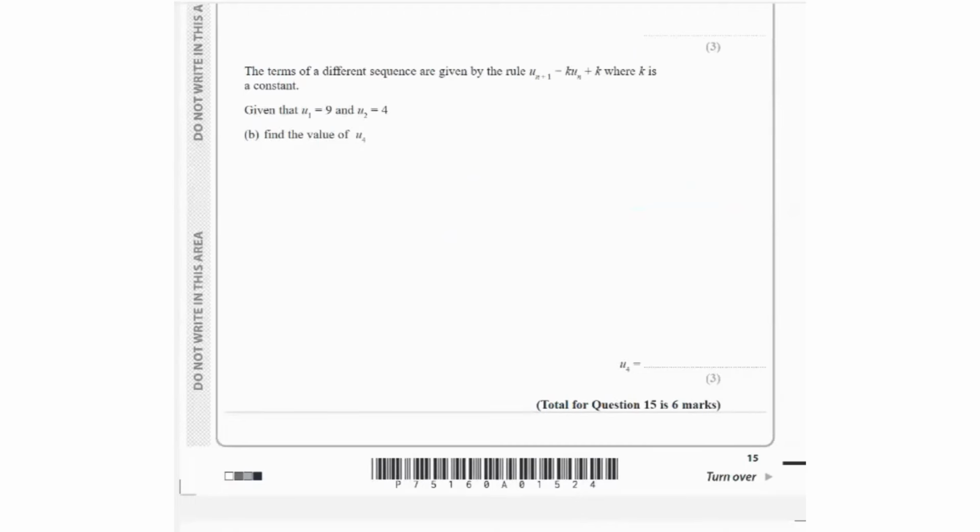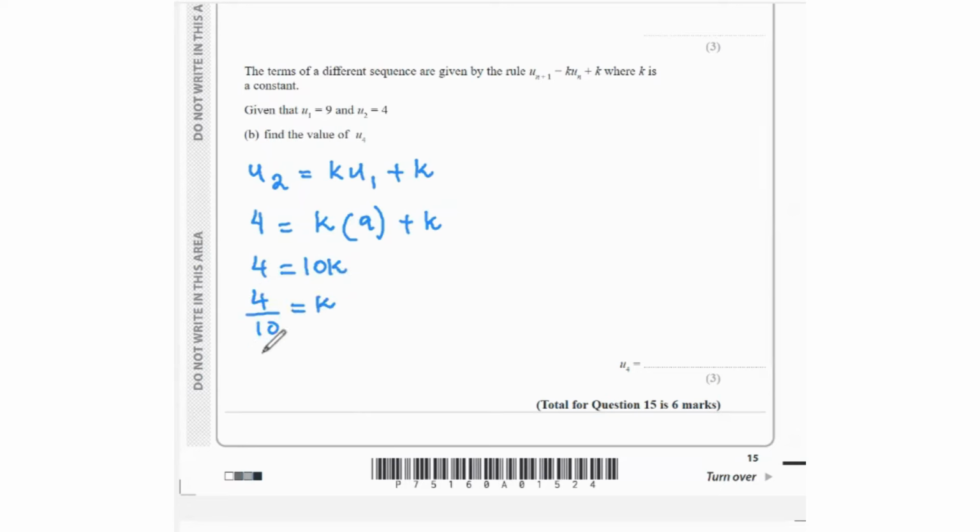Then since the terms of a different sequence are given by the rule u(n+1) equals k times un plus k, where k is a constant, given that u1 is 9 and u2 is 4, find the value of u4. So u2 would equal k times u1 plus k. So that's 4 equals k times 9 plus k. 4 equals 10k. 4 divided by 10 is equal to k, 2 over 5.